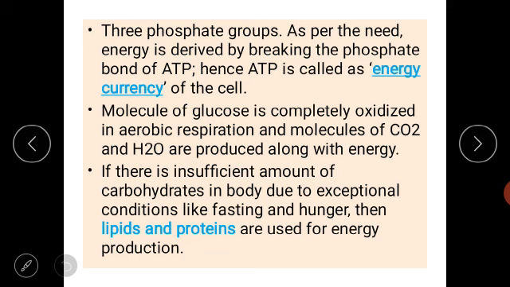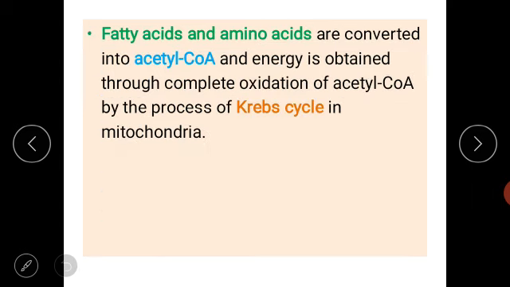If there is an insufficient amount of carbohydrates in the body, and this condition will occur if the person is fasting, then lipids and proteins are used for energy production. Lipids can be used for energy production, and proteins can also be used. Fatty acids and amino acids are converted into acetyl CoA.